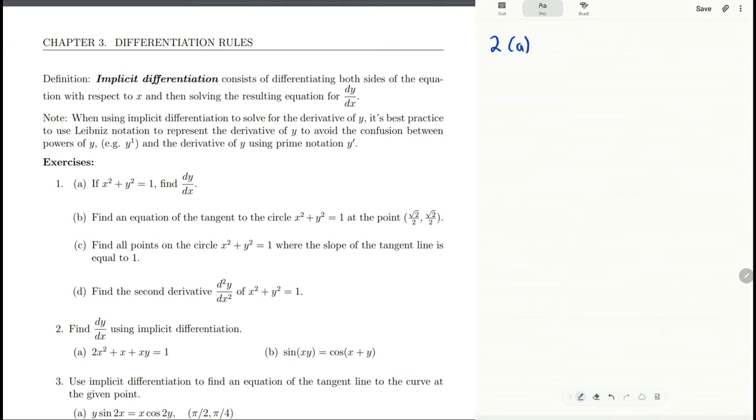So now let's have a look at a few more examples of finding the derivatives using implicit differentiation. So we have the equation 2x squared plus xy is equal to 1. So let's differentiate both sides with respect to x. We have the derivative of 2x squared plus the derivative of x times y is equal to the derivative of 1.